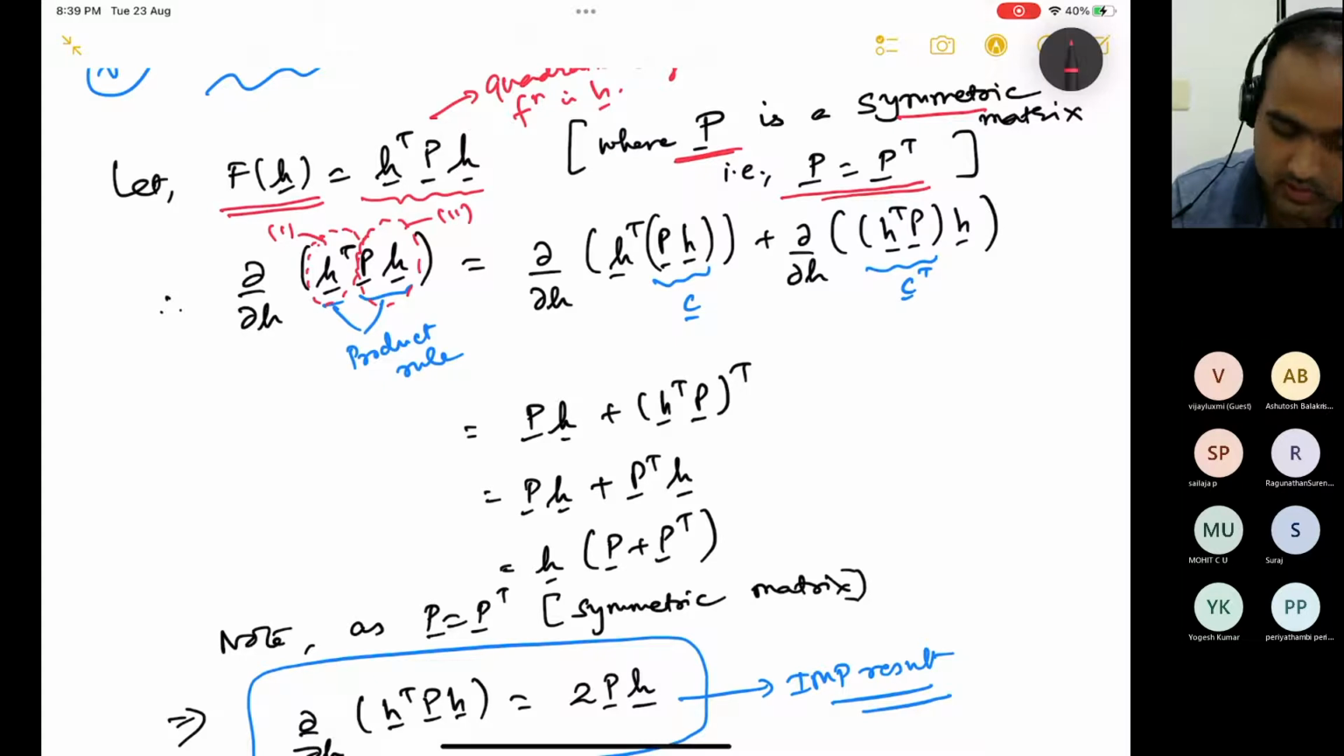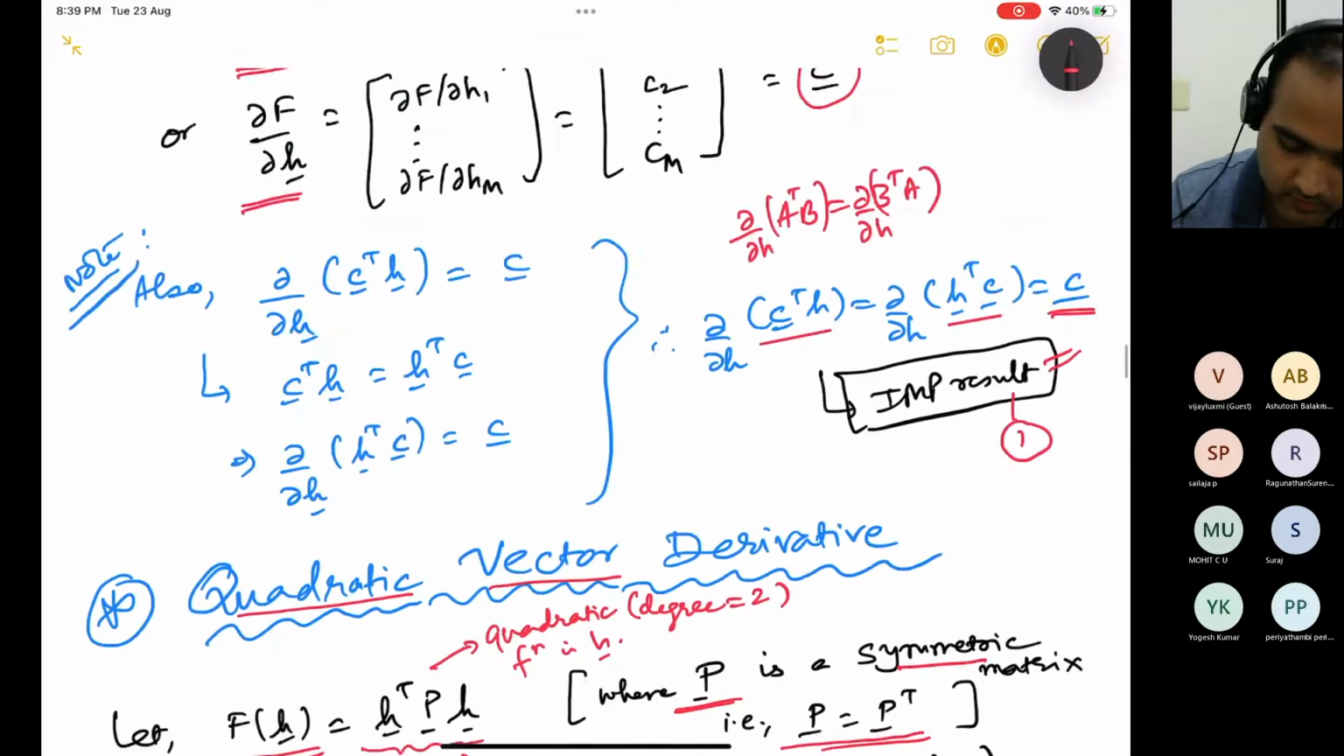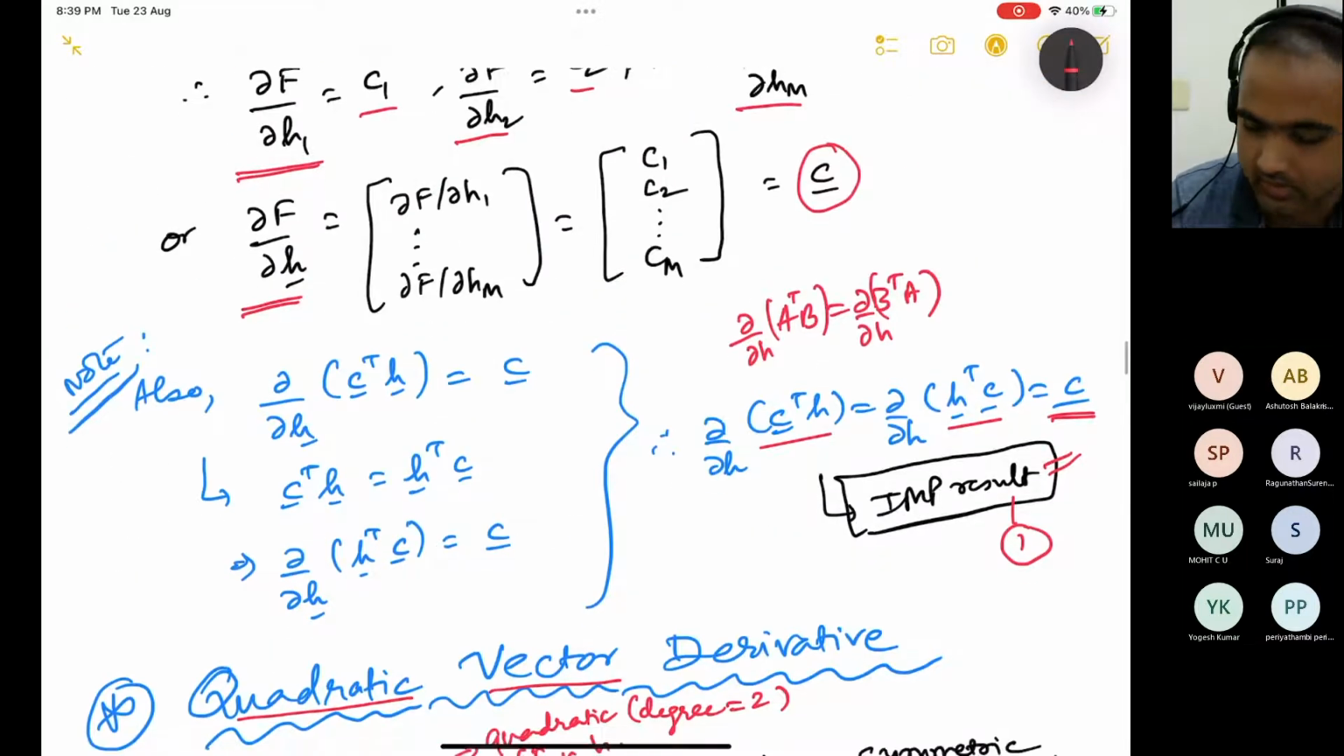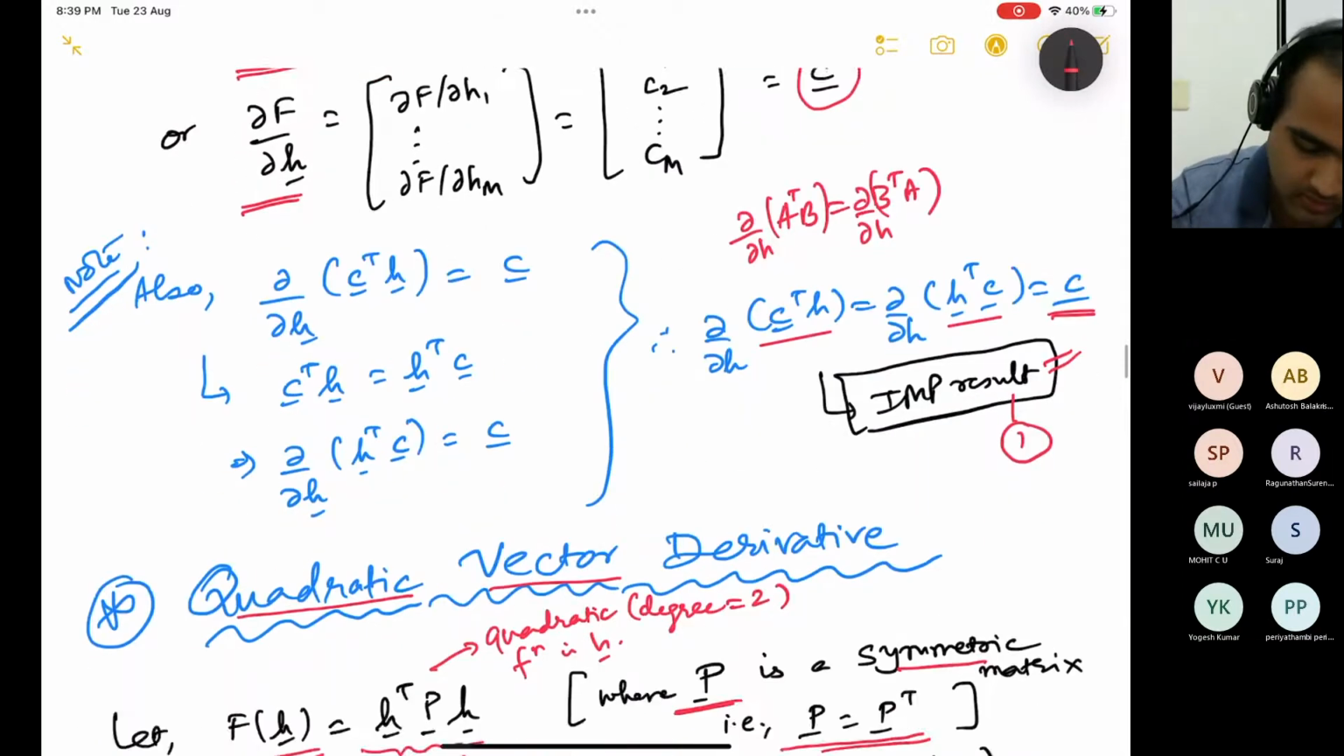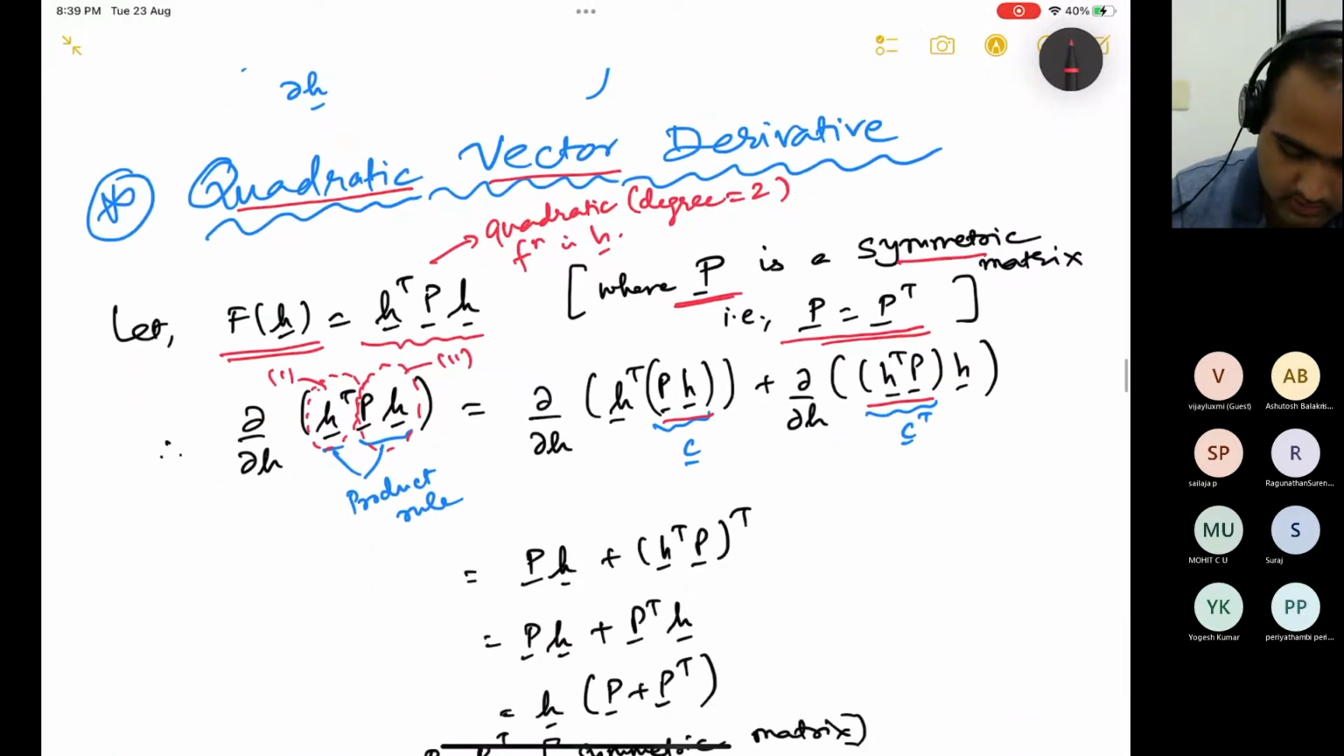If we consider P into H as C, and similarly H transpose P as C transpose, and then apply the result we obtained earlier, that the derivative of C transpose H is C, what will we get? The derivative of this is C. What is C? P times H. And what is C transpose? It is H transpose P, which is C's transpose.